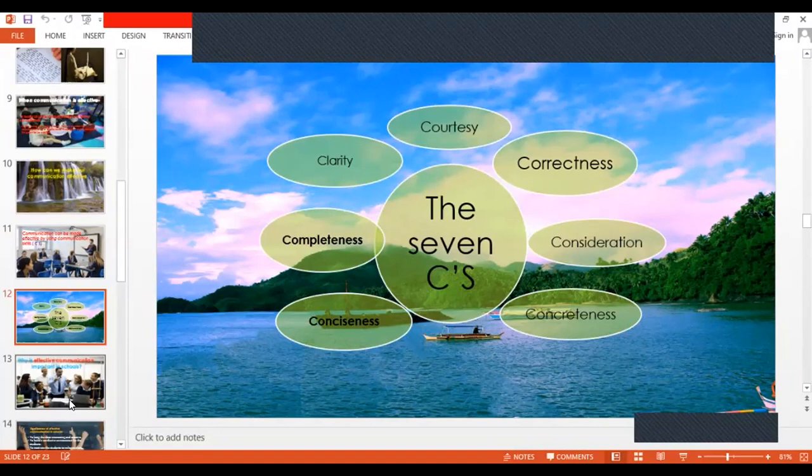Our next skill is clarity. There should be clarity in the topics or whatever we explain. We should use easy words for the students. Okay. Now we'll move to the next slide.